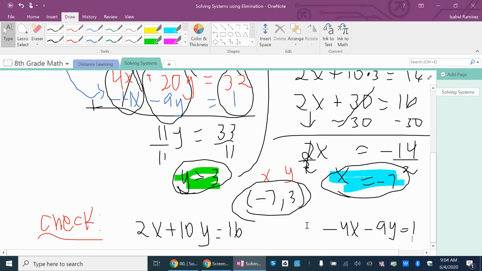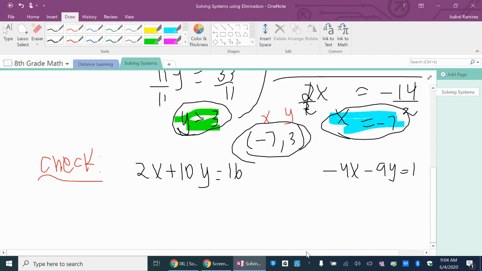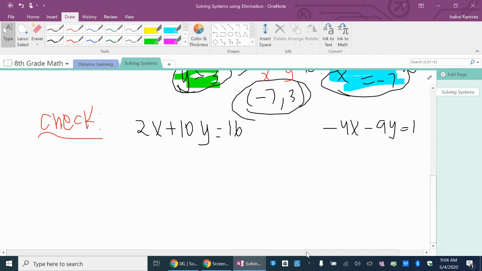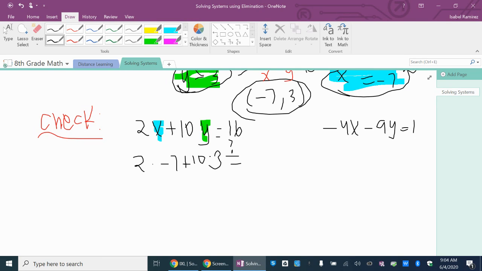What we're going to do is plug in these values for x and for y. For x, we're going to plug in negative 7, and for y, we're going to plug in 3. And it should balance out both equations. So 2 times negative 7 plus 10 times 3, and I'm going to put a question mark. We're trying to see if it'll balance out with 16.